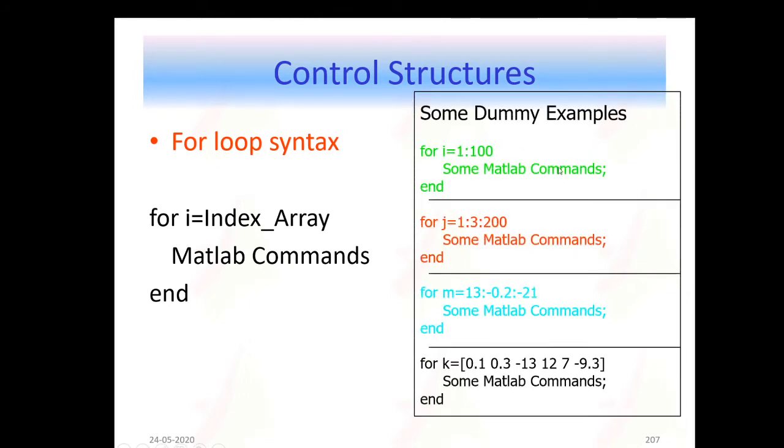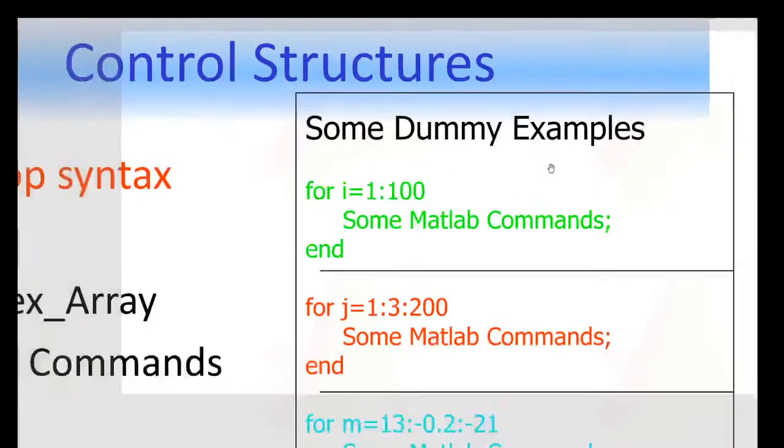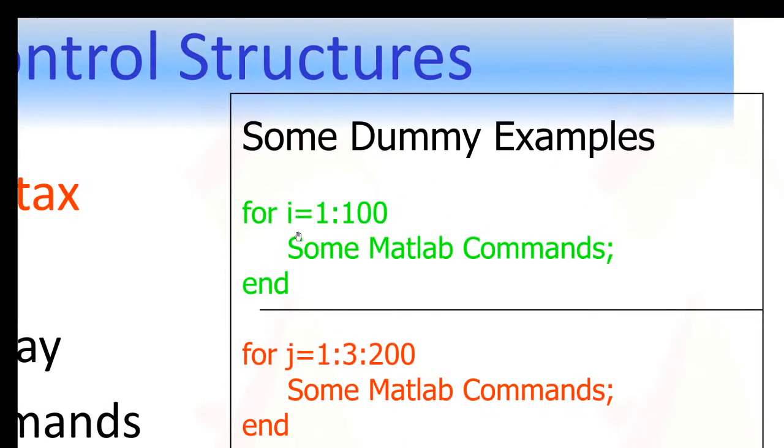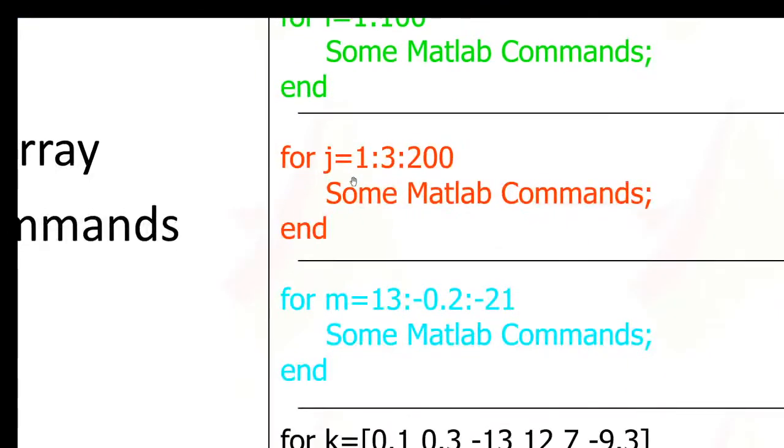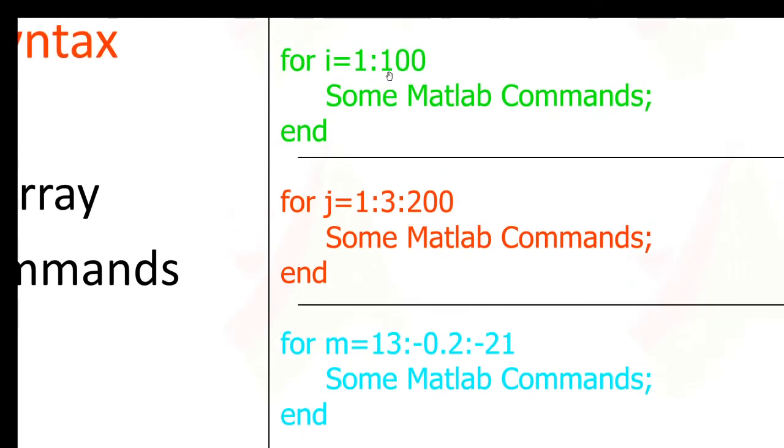So you can see some dummy examples. I will zoom it here and show it to you. For i equal to 0 to 100, some Matlab commands, so 100 times this loop is going to iterate. Same thing, sorry, j equal to 1 to 200. You can see the difference between this and this. The step size is 1 here, but the step size is 3 here: 1, plus 3, then plus 3, plus 3.